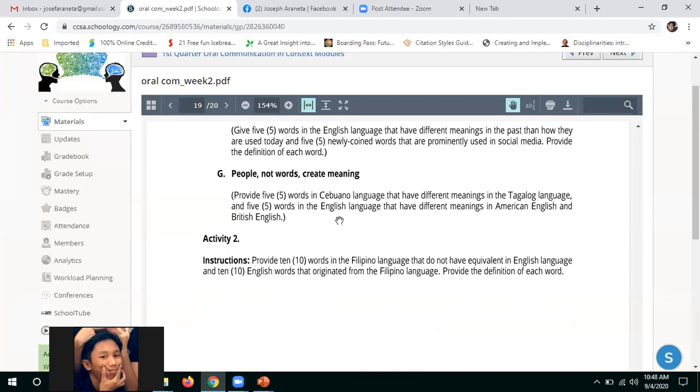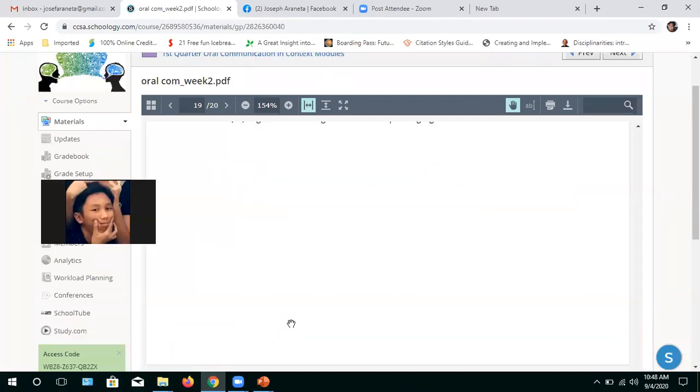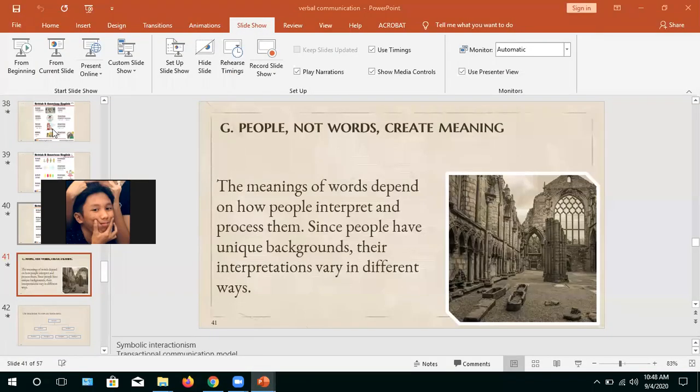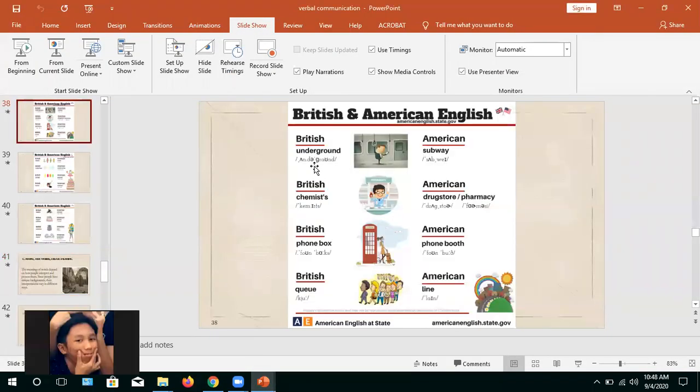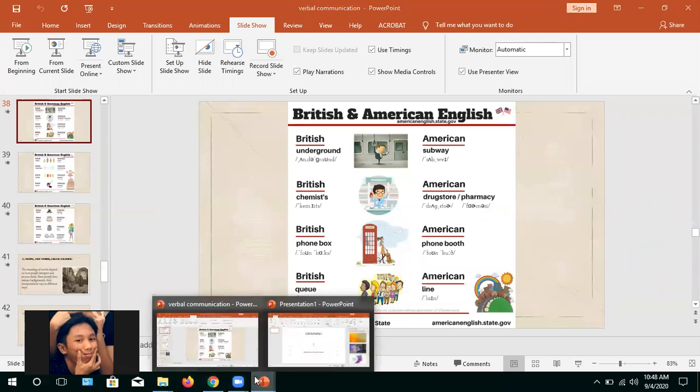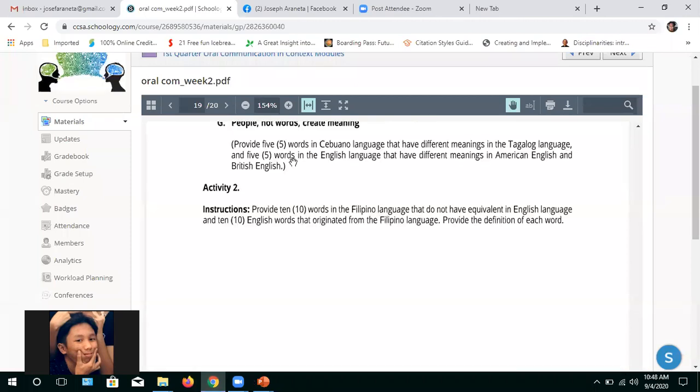Tapos, 5 words in English language that have different meanings in American English and British English. So, or pwede na rin yung examples na pinakita ko kanina. Eto. They have the same object but different terms na lang. Ito na lang yung sa ano. Dito sa letter G, people, not words, create meaning. Itong American English versus British English.